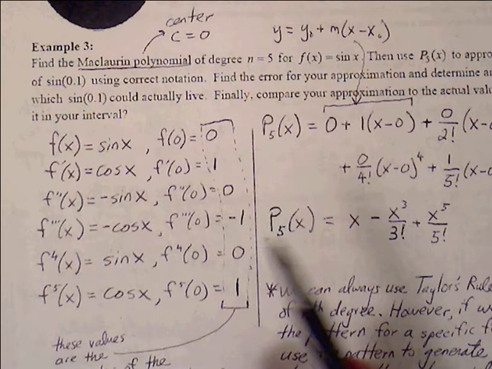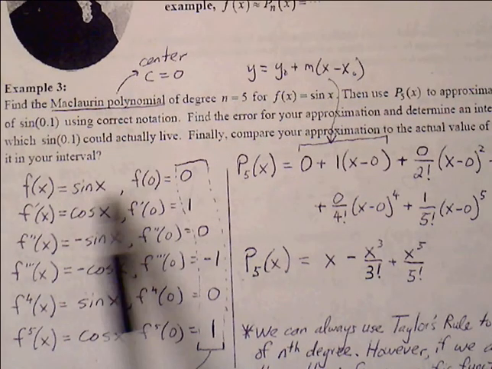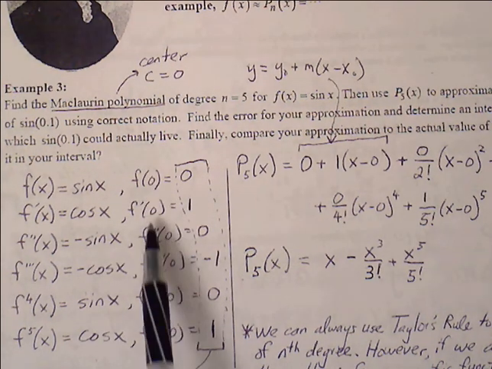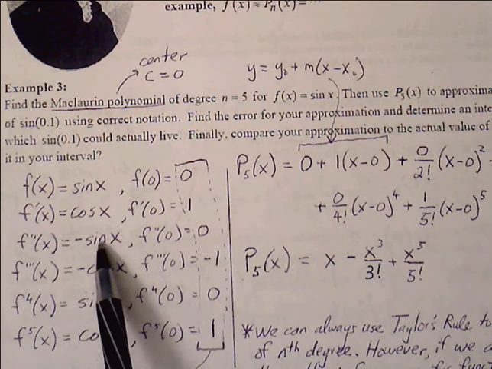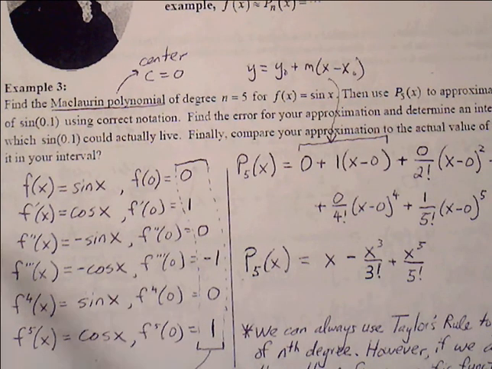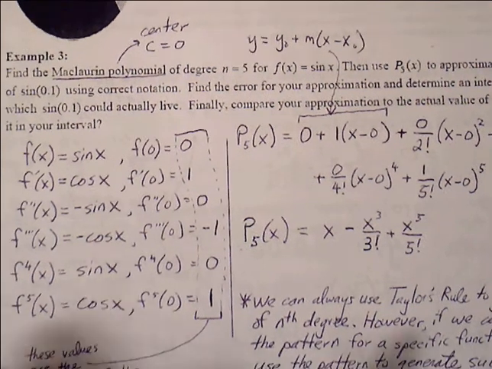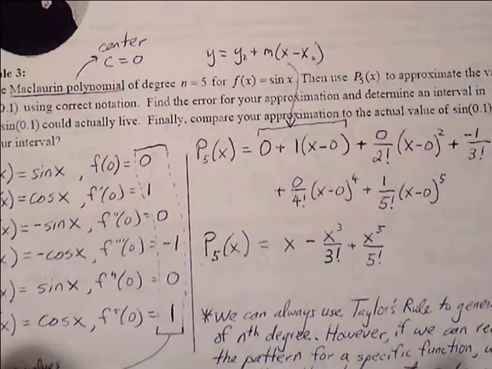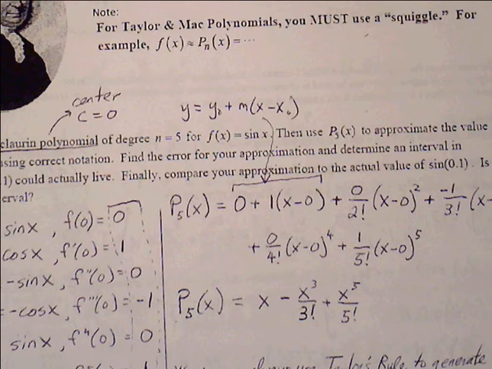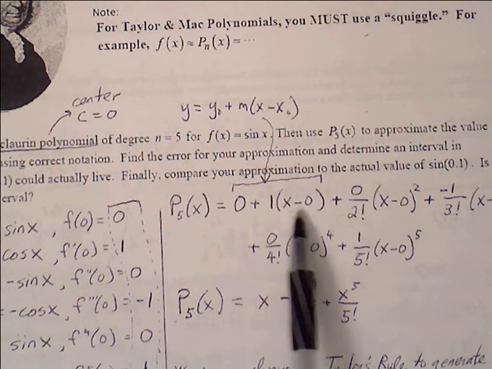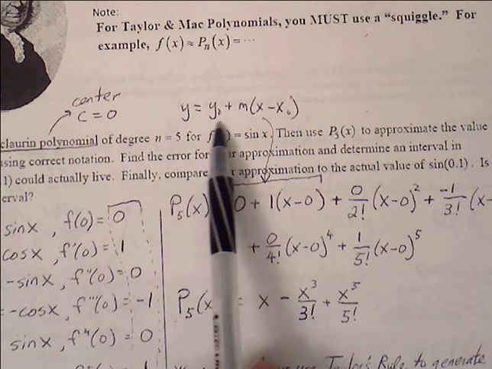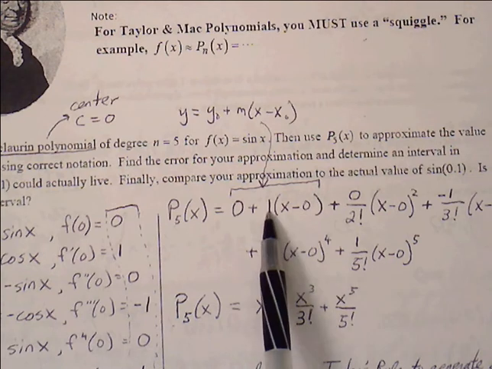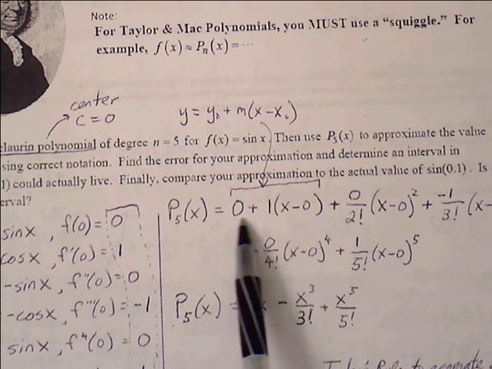And now we can evaluate each of these derivatives at 0. So f of 0 is 0, f prime of 0, cosine of 0, is 1, negative sine of 0 is 0, negative cosine of 0 is negative 1, sine of 0 is 0, and cosine of 0 is 1. So now we're going to create our fifth degree Maclaurin polynomial. The first portion is, again, just the tangent line equation. Our ordered pair is 0, 0, so 0 goes here, 0 goes there. Our slope is 1 times x minus 0, so this is simply our tangent line equation.